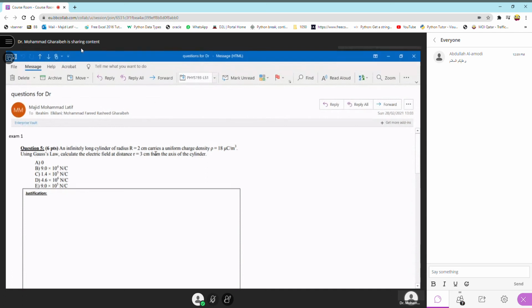Radius R2 carries a uniform charge density rho. Using Gauss's law, calculate the electric field at distance R3. It is like a long wire. Since R is more than the radius, it's outside the rod.